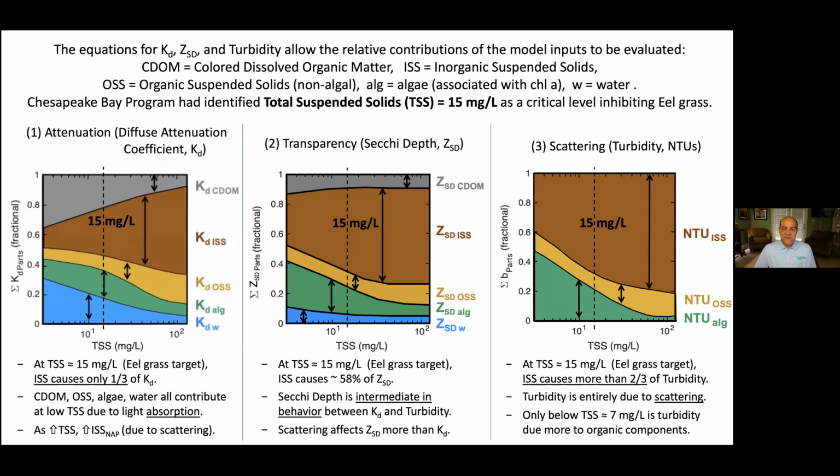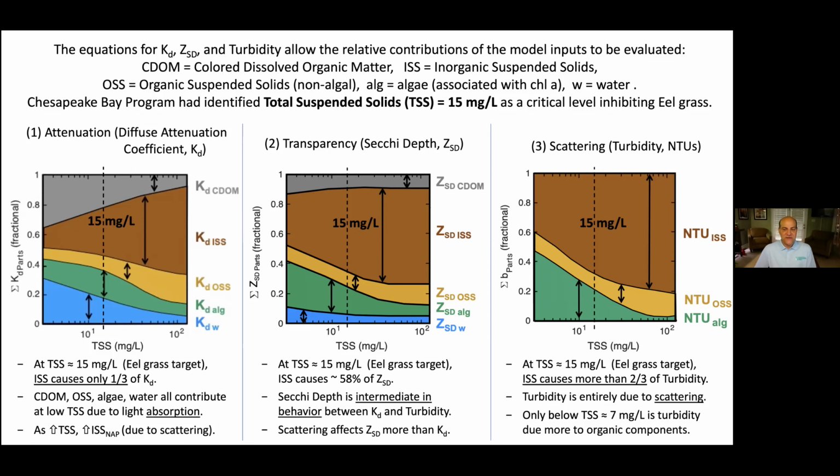The equations from the previous slide for KD, Secchi depth, and turbidity allow the relative contributions of the model inputs to be evaluated with respect to water clarity in the York River Estuary. The model inputs are CDOM absorption, the concentrations of inorganic solids, organic solids, and algae, and the absorption by pure water. The three plots on this slide were constructed by binning the observed model inputs according to their associated total suspended solids concentrations, and then inputting the average bin values as a function of sediment concentration.